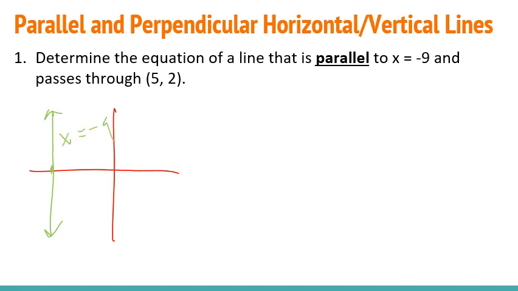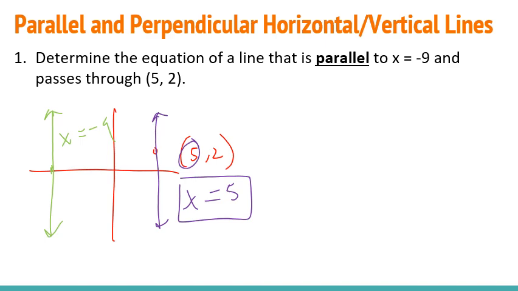So if we want our line to pass through 5, 2, let's say that's somewhere right here, 5, 2, and we want it to be parallel to this line, well, that means we want a vertical line as well. So we want a line that has x equals. So what's the x coordinate of this point? Well, it's 5. So our equation of our line would be x equals 5. That's going to be parallel to x equals -9 and passes through that point 5, 2.